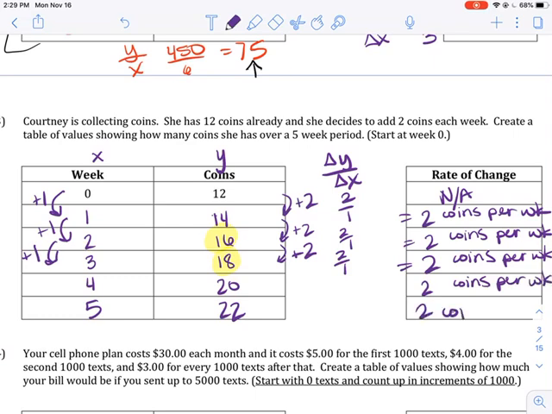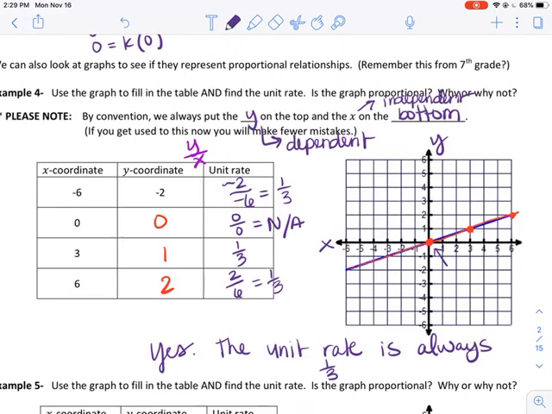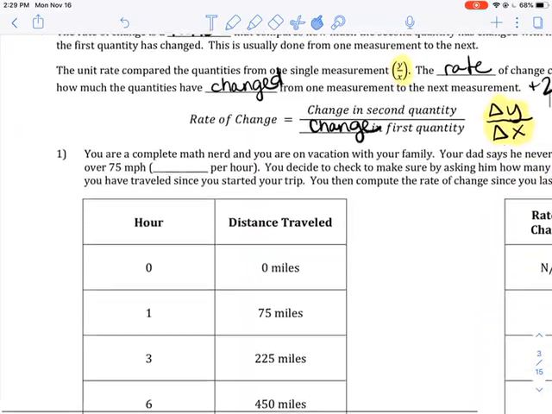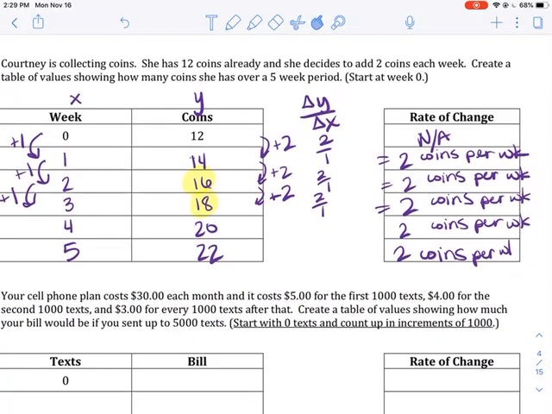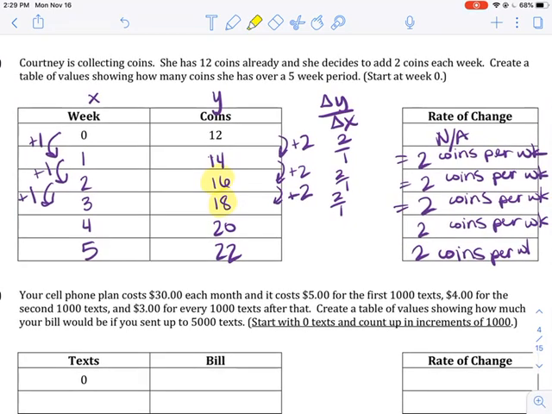This one had the same rate of change the whole time. Now if you look, was 2 anywhere in the problem? Well, if you notice, 2 is right here, and it actually told you coins each week. Couldn't you say each by saying per? So that gives you a clue in the problem that that would be the rate. And if it didn't change, that's your rate of change.